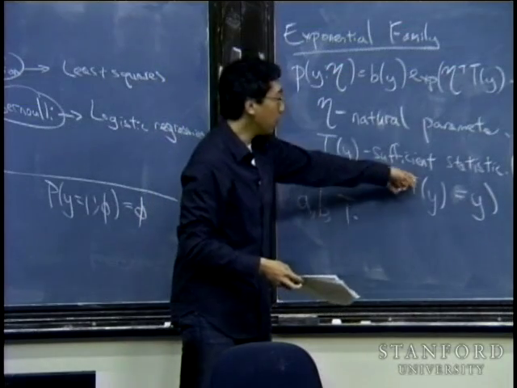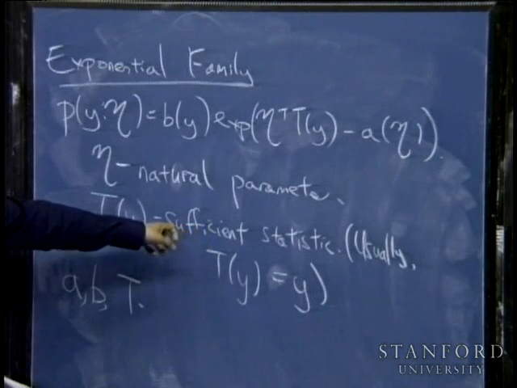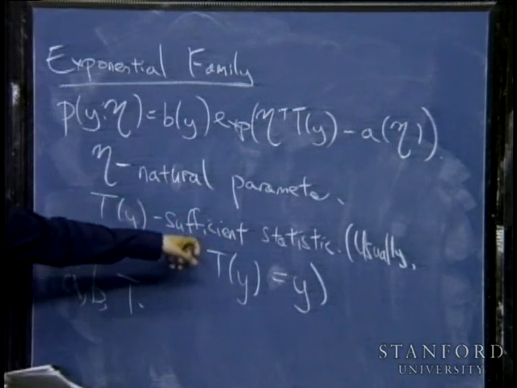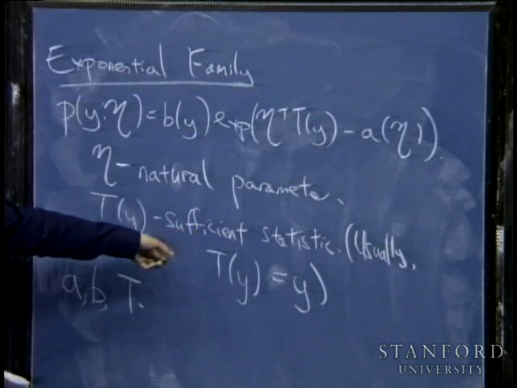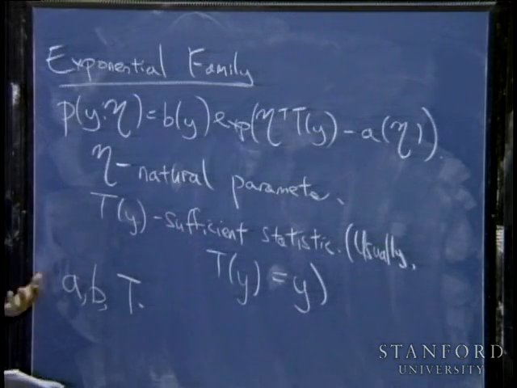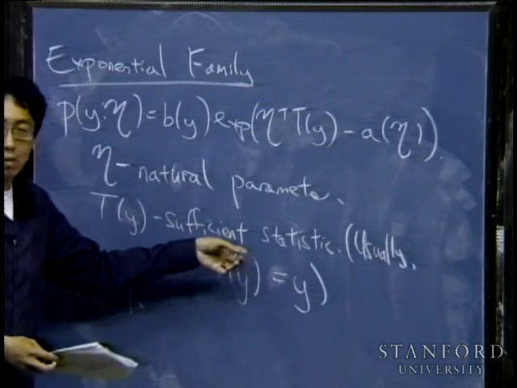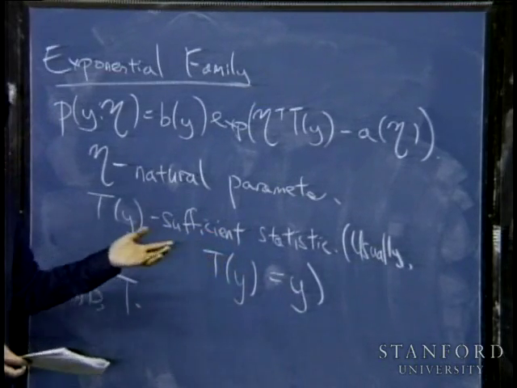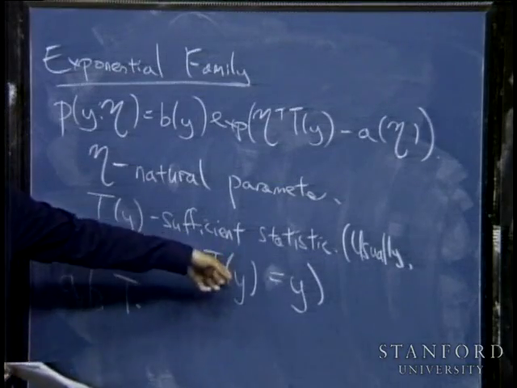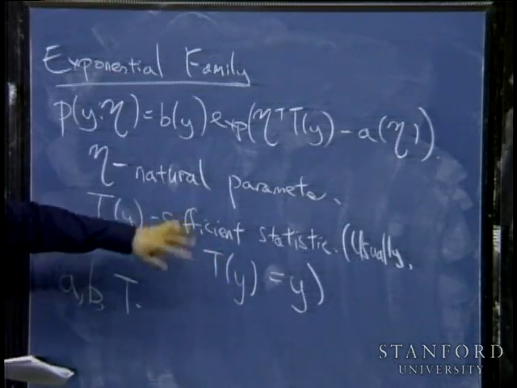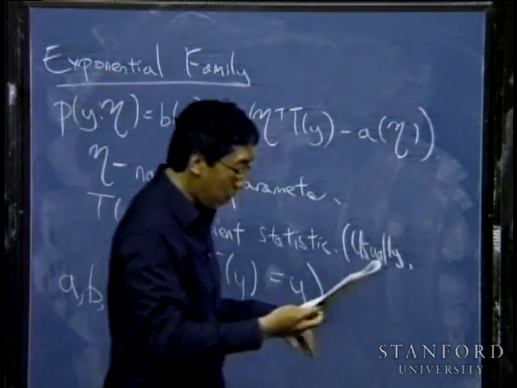And for those of you that know what a sufficient statistic in statistics is, T of y actually is a sufficient statistic in the formal sense of a sufficient statistic for a probability distribution that you may have seen in a statistics class. If you don't know what a sufficient statistic is, don't worry about it. We don't need that property today.